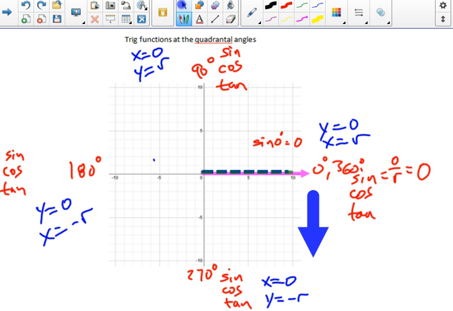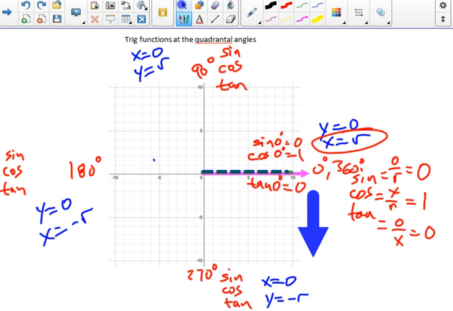What about the cosine? Well, cosine's defined as x over r, but they're the same thing. So anytime you divide by the same thing, you just get 1. So the cosine at a 0 degree angle is actually 1. And the tangent's going to be y over x. That's going to be 0 over x. I don't care what x is, because 0 divided by anything is 0. So the tangent is also 0 at a 0-degree angle.